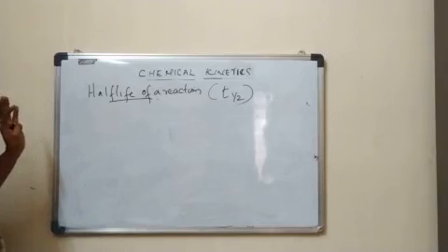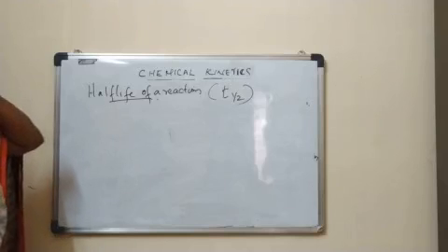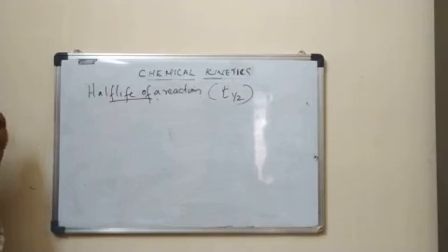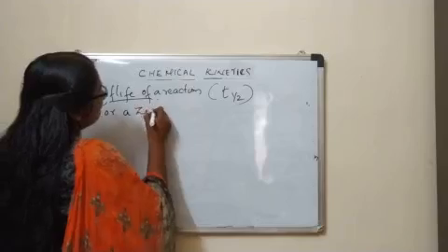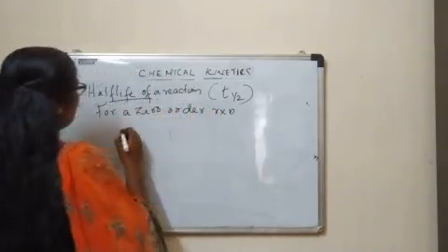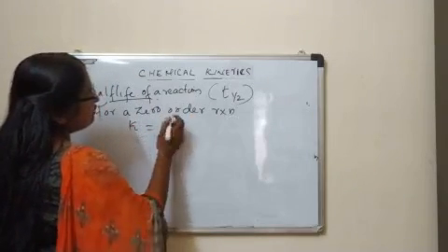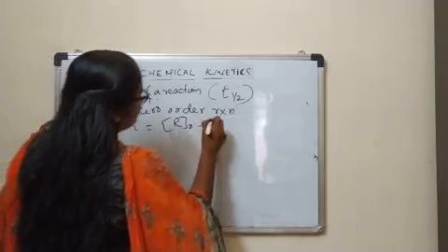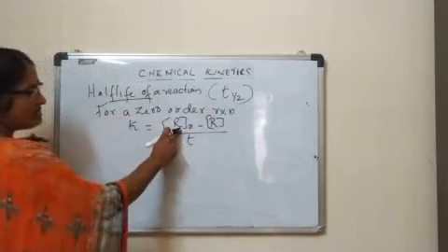We have to derive equations connecting this T half and the concentration of the reactants for a zero order reaction. For a zero order reaction, we know K is equal to R0 minus R divided by T, where R0 is the initial concentration of the reactant.